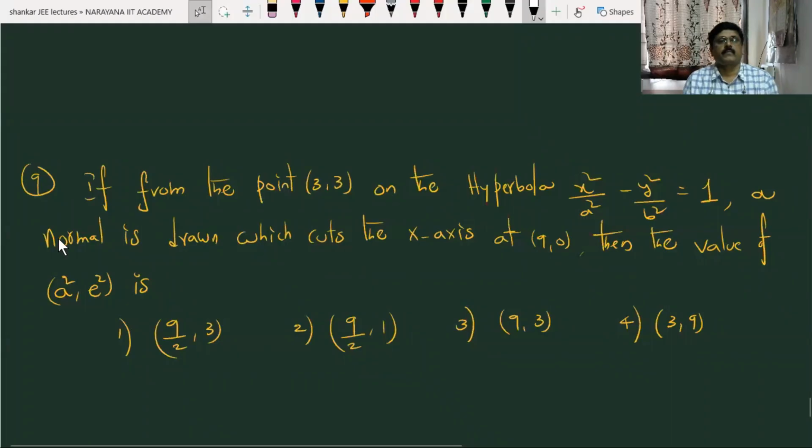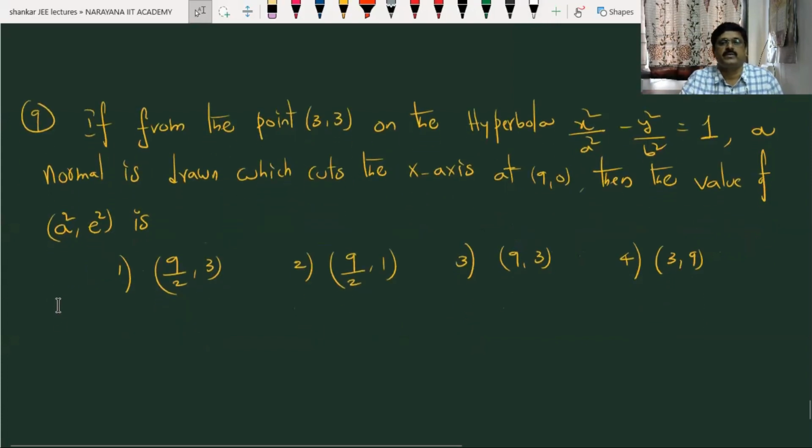Next problem, students. If from the point 3 comma 3 on the hyperbola x square by a square minus y square by b square is equal to 1, a normal is drawn which cuts the x-axis at 9 comma 0, then the value of a square comma e square. So by following usual notation, e stands for the eccentricity, students. So this is the problem. So how to handle this problem?